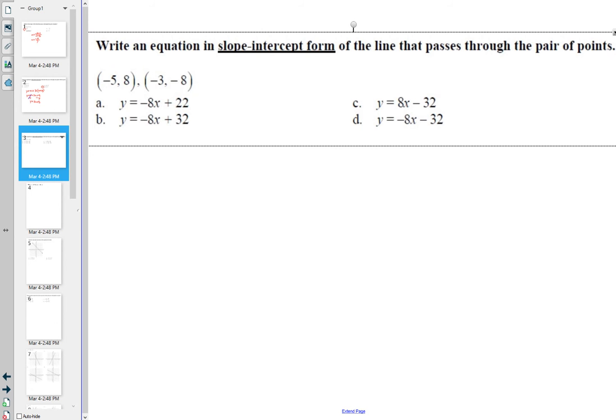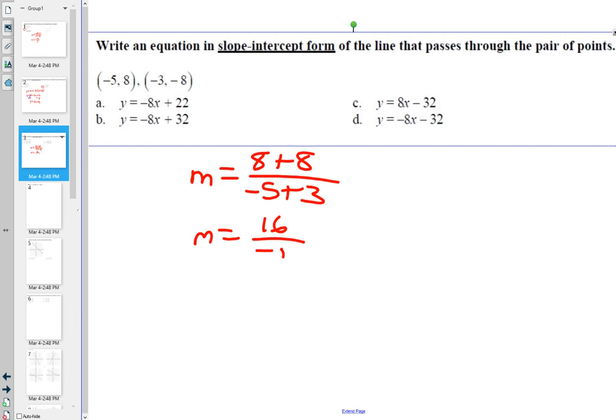Writing the same thing, slope-intercept form. The difference is now instead of giving you the slope, they're giving you 2 points. So what are we going to have to do first? Find the slope. Slope is equal to 8 plus 8, because I changed the sign to the second y, and then -5 plus 3. It gives me 16 over -2, which gives me -8. My slope is -8.